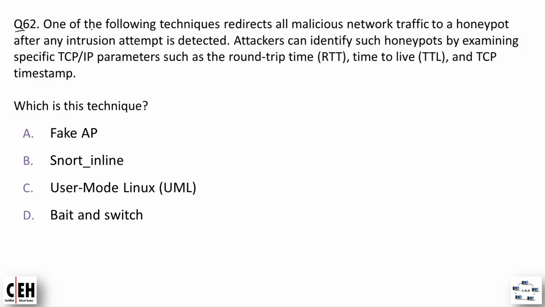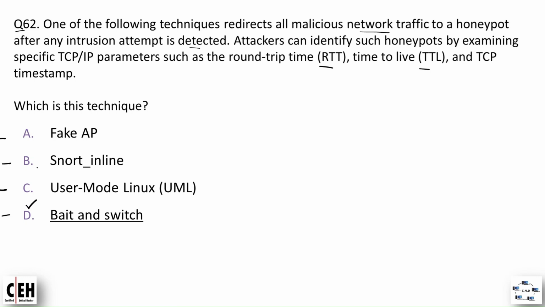Question number 62. One of the following techniques redirects all malicious network traffic to a honeypot after any intrusion attempt is detected. Attackers can identify such honeypots by examining specific TCP/IP parameters such as the round trip time (RTT), time to live (TTL), and TCP timestamp. Which is this technique? Option A, fake AP access point. Option B, snort inline. Option C, user mode Linux UML, and option D, bait and switch. And the correct option is option D, bait and switch.